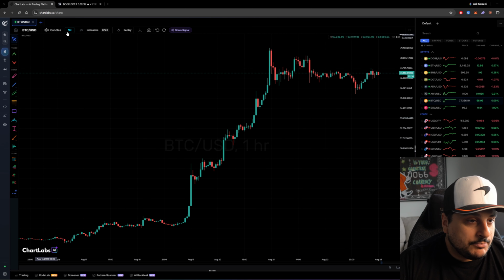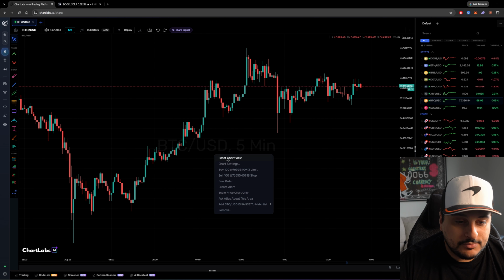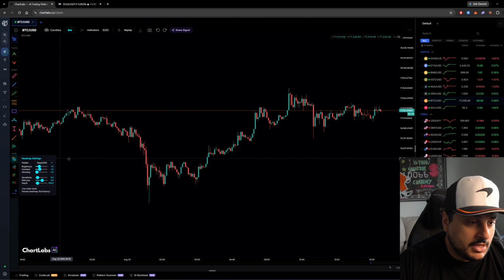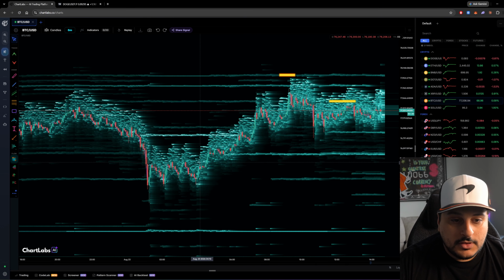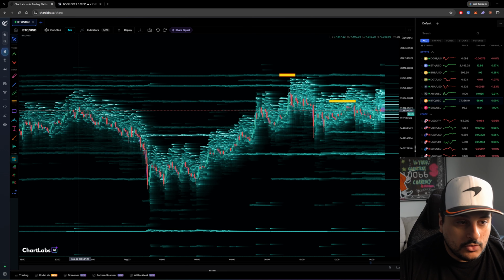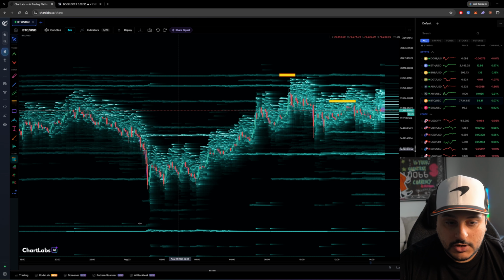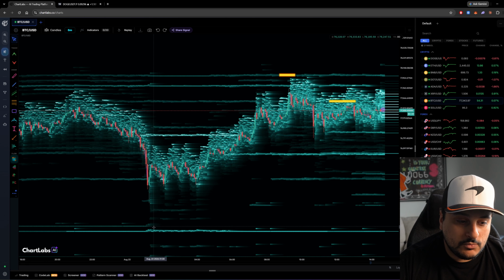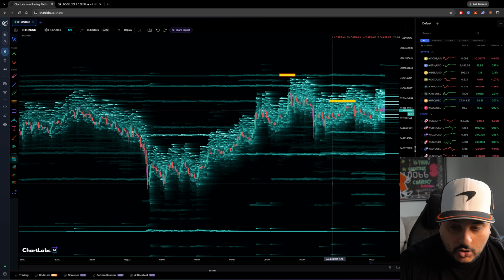So for example, if we go down here to the 5-minute time frame on Bitcoin, and we go ahead and turn on the heat maps, look what's going to happen here. We're going to see every single order that was placed in the past and what's currently placed right now in the future on our charts, right? This is exactly what you see here with these little colors on our chart.